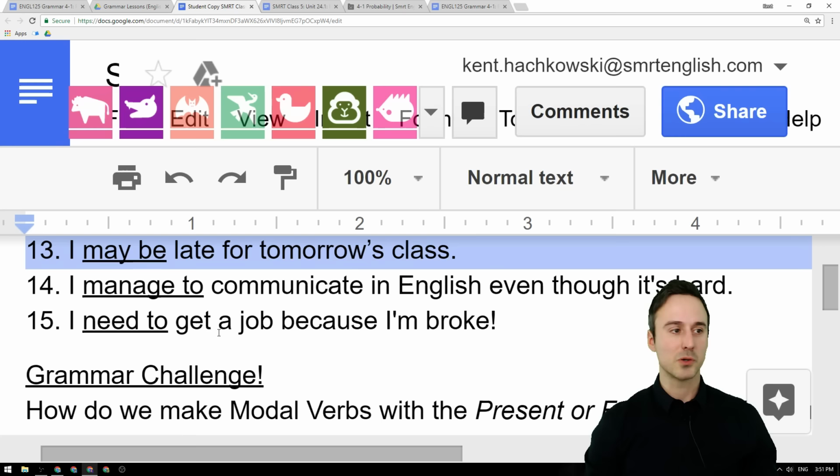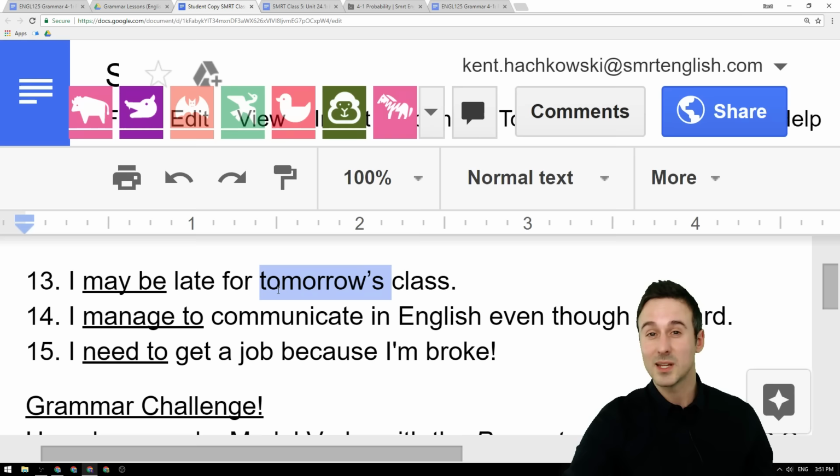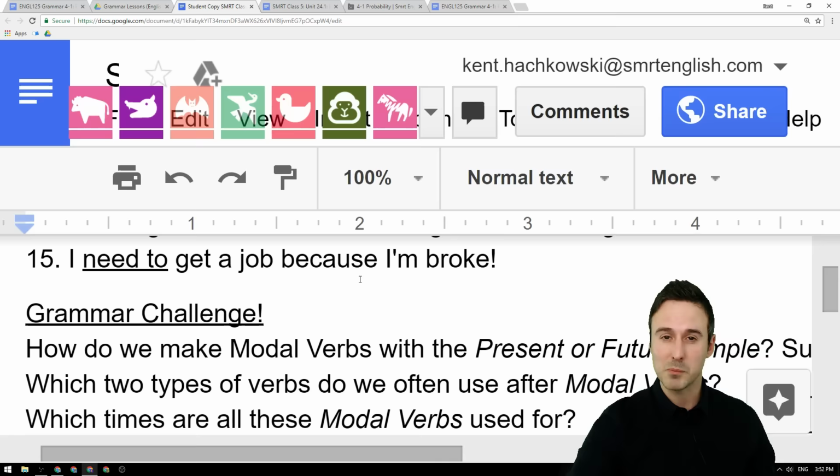So again, you can see that sometimes when we use these modal verbs, may, might, must, it's not always super clear, is it a present idea or future? So sometimes we have to put more information, like for example, tomorrow. And if I put tomorrow, then it's definitely clear that the idea could be future, okay? So keep that in mind when you guys are looking at this.